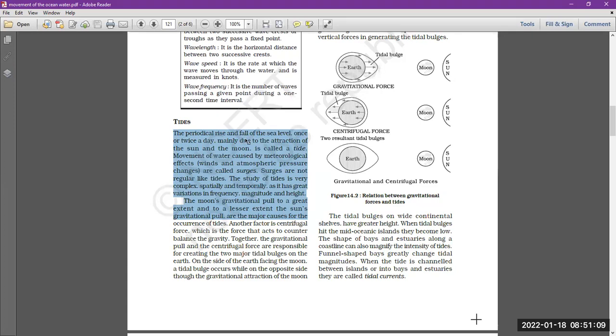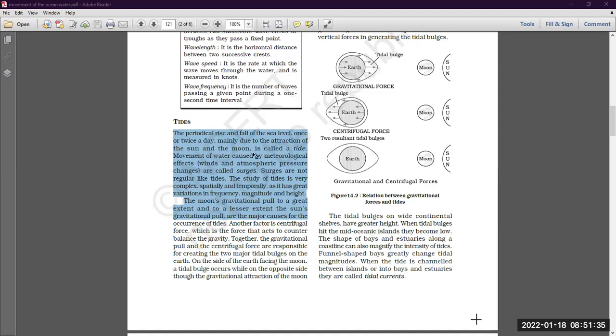It is not that tide keeps coming all the time. After one period there is another time period; there is a definite time period. So you can see it comes once or twice a day. And what is the reason behind it? What are the forces responsible for the origin of tides? It comes due to the attraction of the sun and the moon.